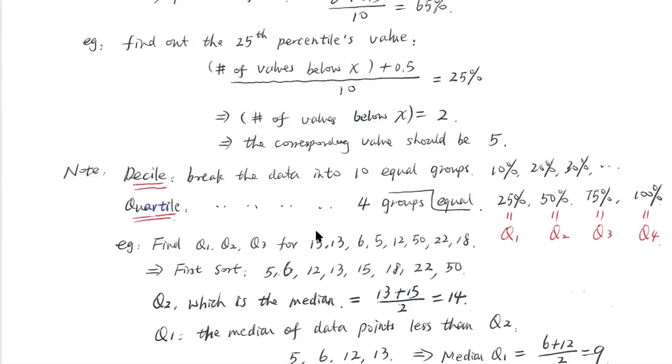And then someone says, I feel like 10 equal groups is still too many. Can we reduce to 4 equal groups? Yes, we can do that. We can break that into 4 equal groups: 25th percent, 50, 75, 100. That gives us a special terminology here, quantile. Okay, so decile and quantile are the special percentiles here.